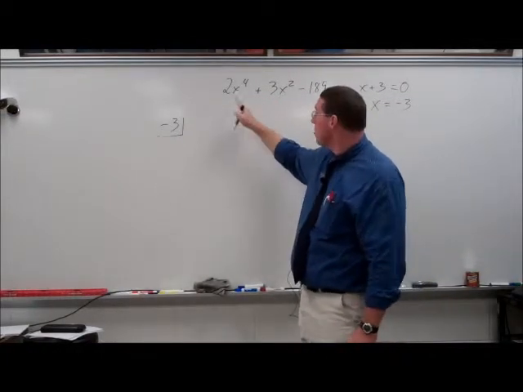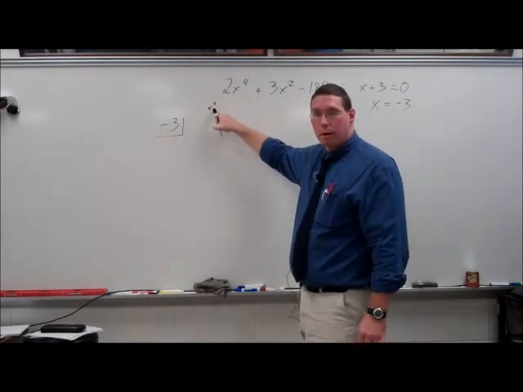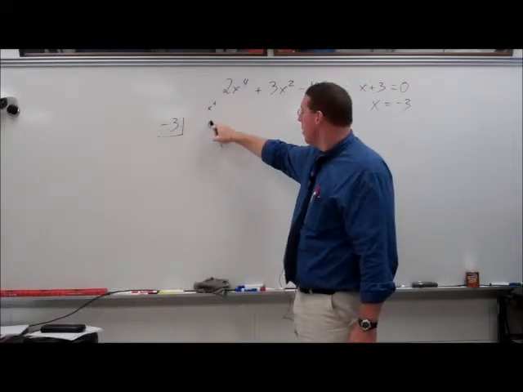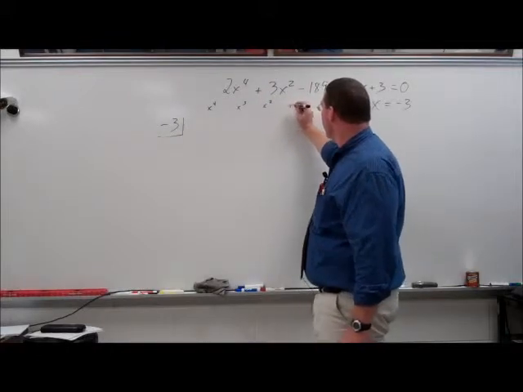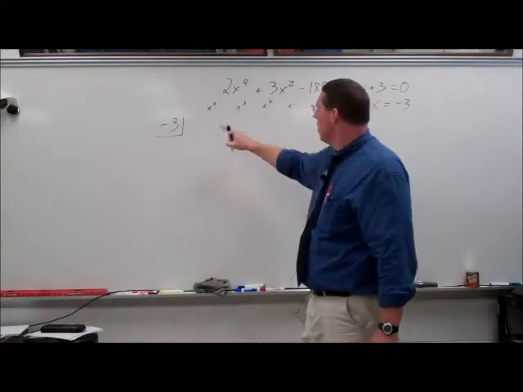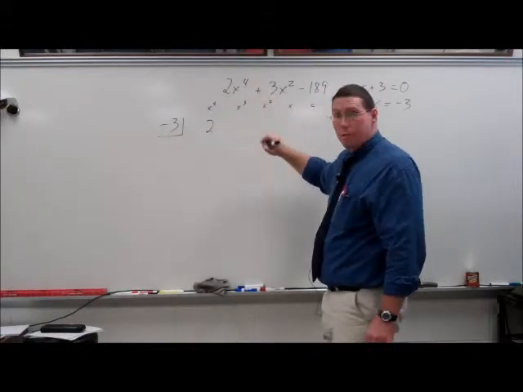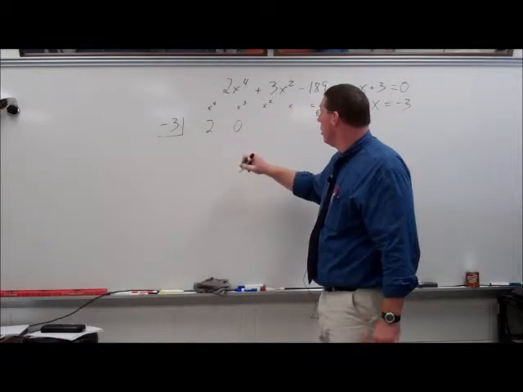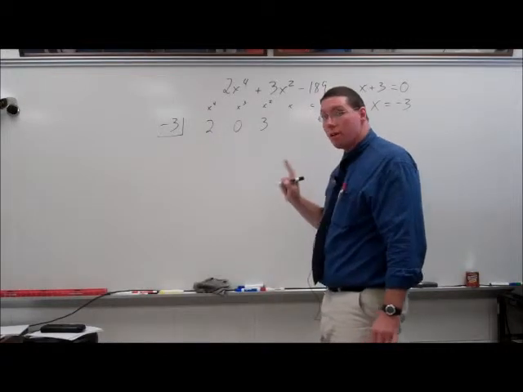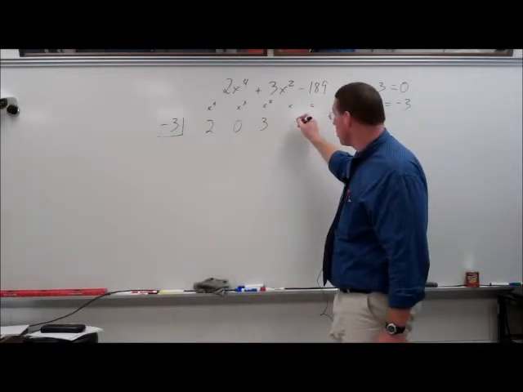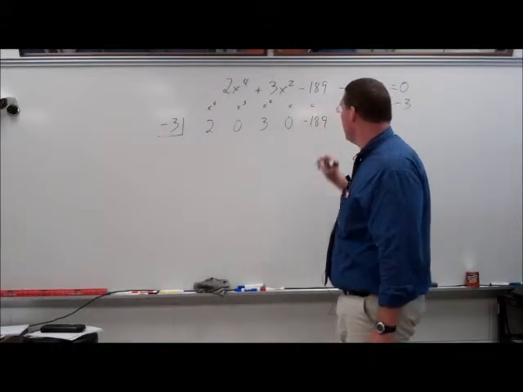Our highest power is x to the 4th. And I always like to make notes of my highest power right there, so I know that's going to be my x to the 4th term. Then I'm going to need an x to the 3rd term, an x squared term, an x term, and a constant. Coefficient of x to the 4th is 2. There is no x to the 3rd term, so we're going to put a 0. Coefficient of x squared is +3. There is no x term, so we're going to put a 0. And then the constant is -189.